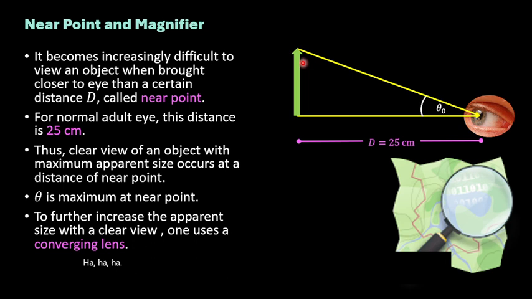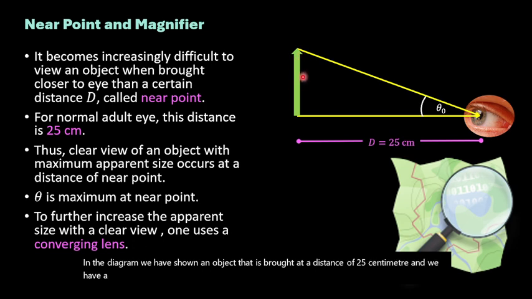In the diagram we have shown an object that is brought at a distance of 25 centimeter, and we have a clear vision and enlarged view, or the maximum apparent size of this object at this distance. Angle subtended is theta 0.